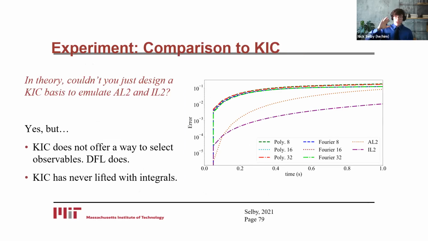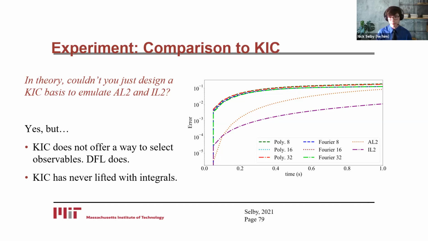Okay, but if you were listening closely to my presentation on Koopman with inputs and control, or KIC, you might be asking yourself, what is so special about these algorithms? Why couldn't you just design a synthetic KIC basis to emulate AL2 and IL2? And if that's what you were thinking, this slide is basically me tipping my hat to you. On one hand, you're kind of right. In one sense, all I've done is point out some smart ways of effectively lifting a state space. But I think that there's something more to this.